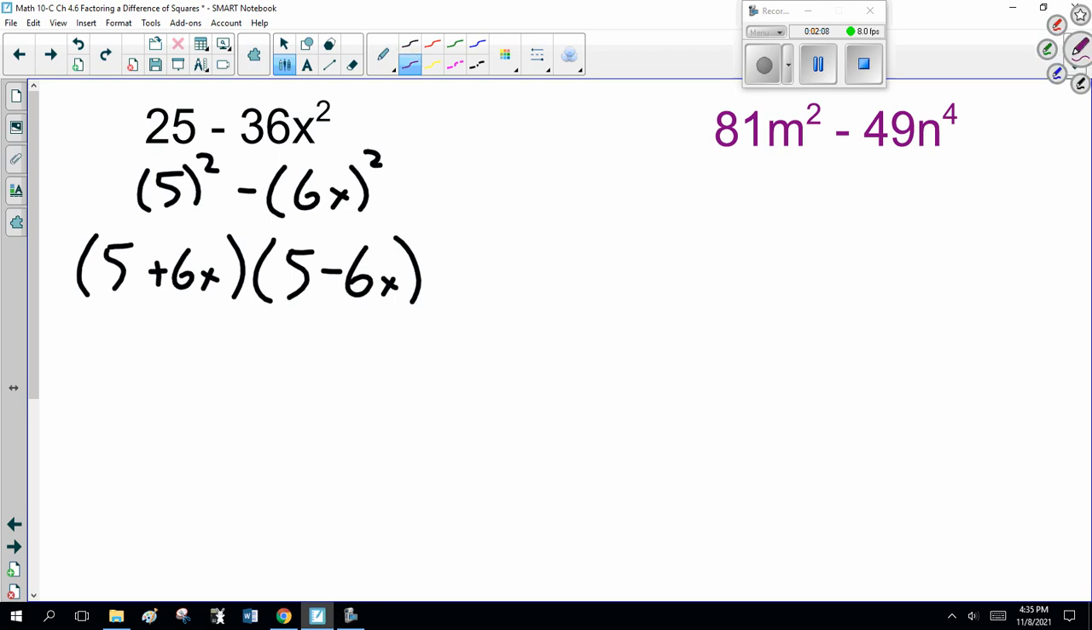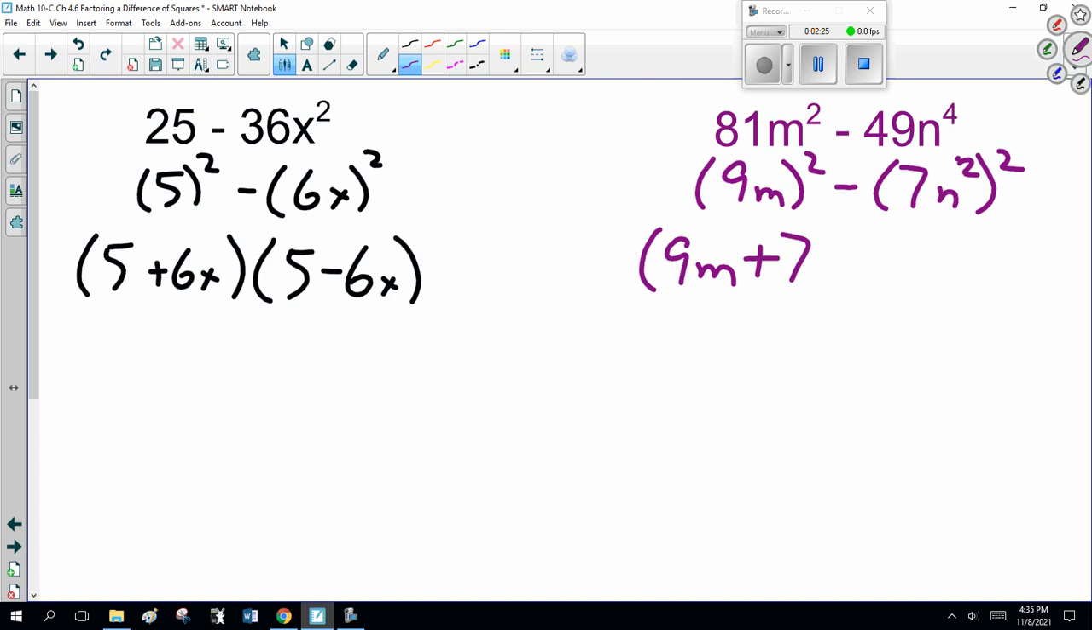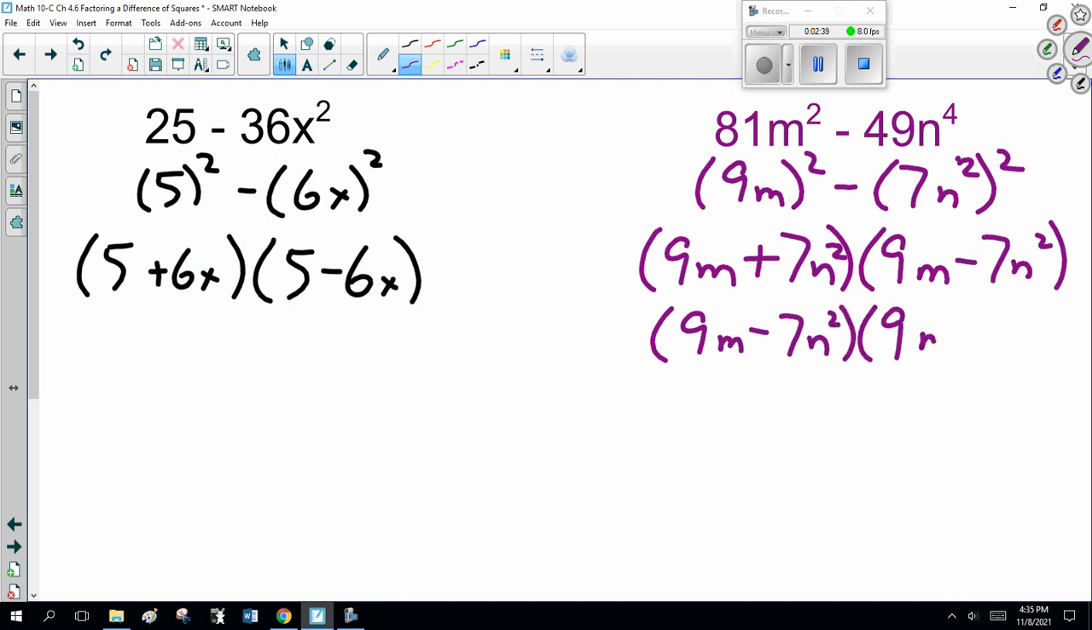Now, the next one, 81m squared minus 49n to the 4. That is (9m) squared minus (7n squared) squared. Now this one's tricky, n to the 4 is n squared squared. So this becomes (9m + 7n squared)(9m - 7n squared). As I said before, sometimes I forget and write this as (9m - 7n squared)(9m + 7n squared). When you FOIL it, you'll get 81m squared minus 49n to the 4. It doesn't really matter the order.